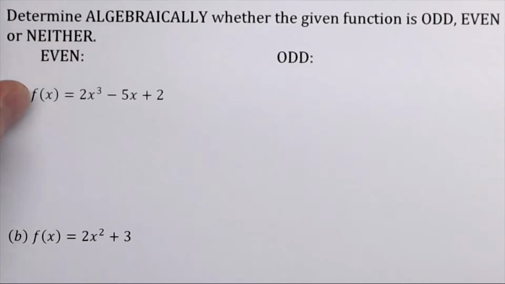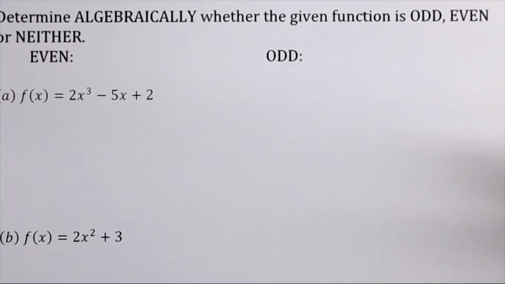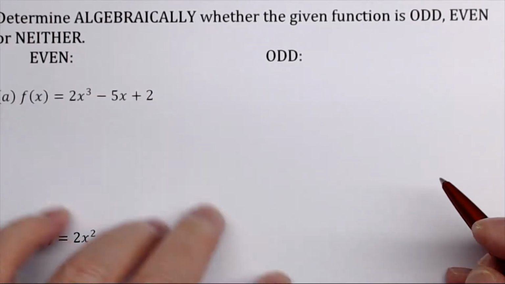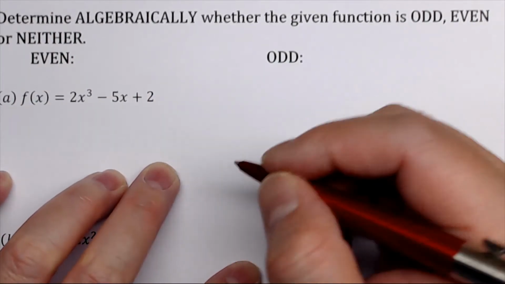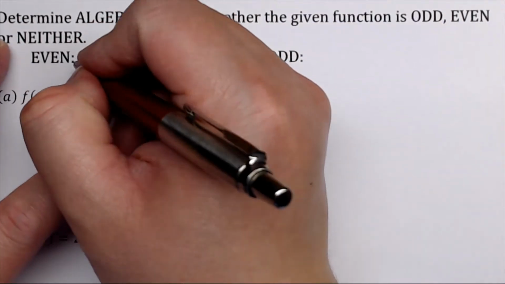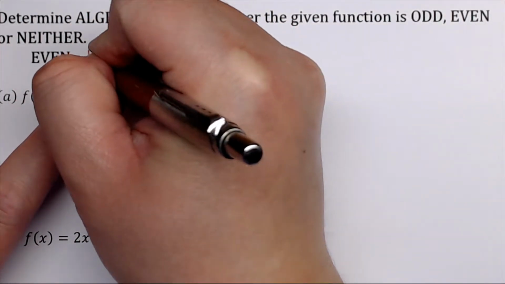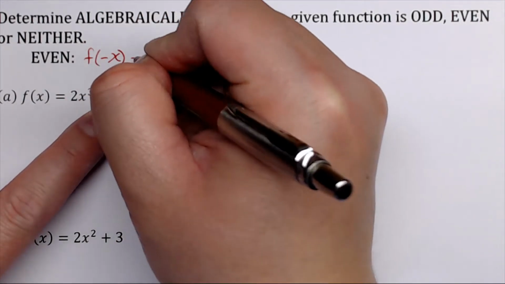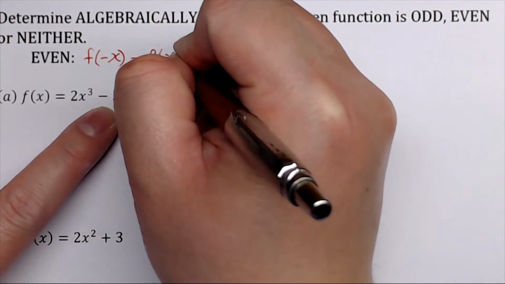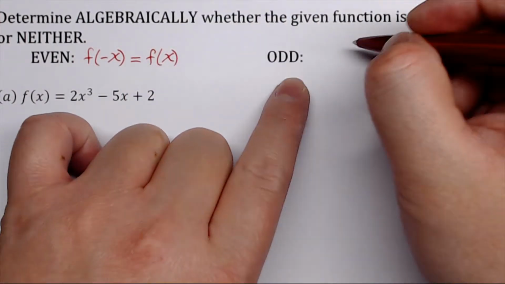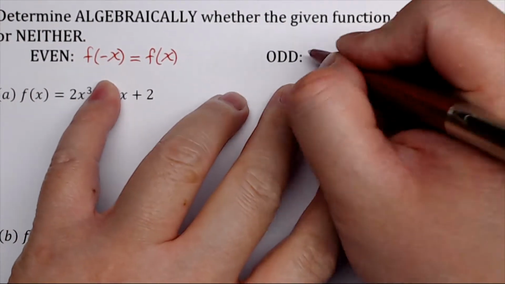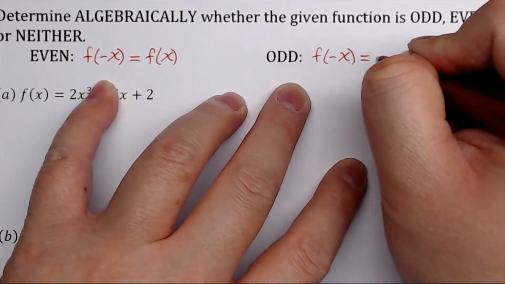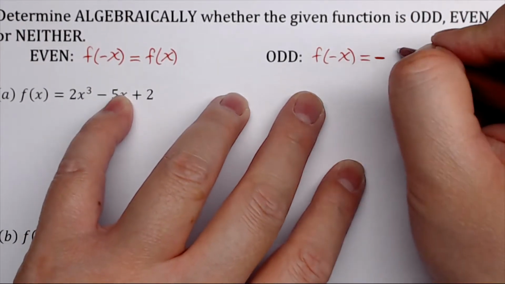On this problem, we will determine if a function is even, odd, or neither using the definition, meaning algebraically. So by definition, an even function is where we substitute negative x into x, we will get back the original function. And the opposite of that is where we have an odd function. The difference, of course, is just this minus sign.